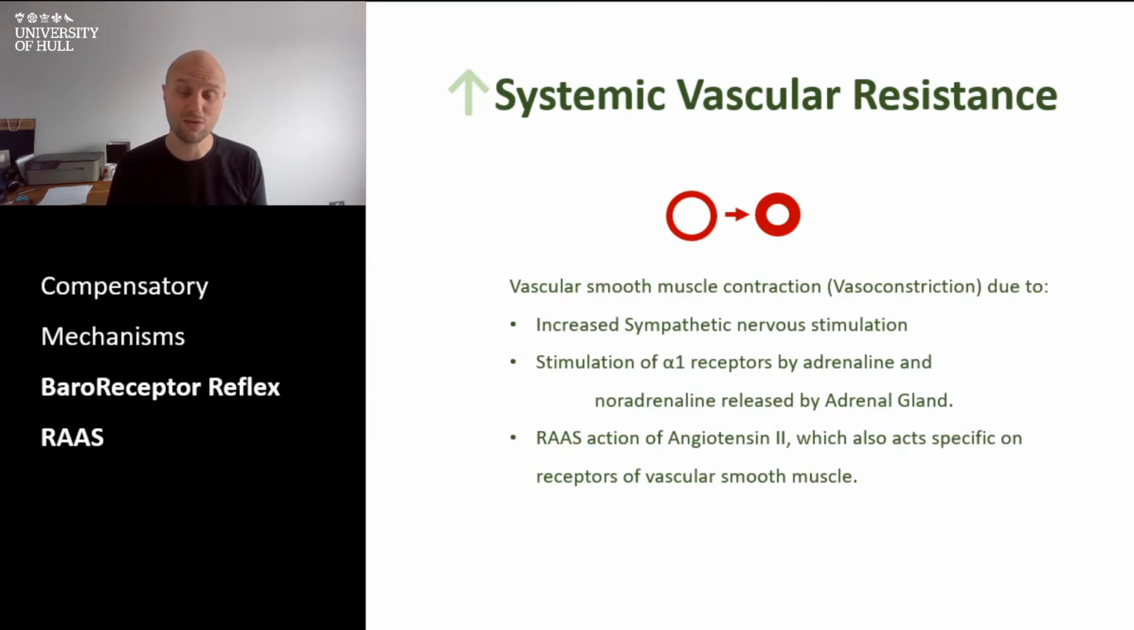And there are a number of mechanisms that the baroreceptor reflex and renin-angiotensin-aldosterone system use to do this. So there is sympathetic nervous stimulation of the vessels themselves by nerves which are plugged into the vessels, if you like. There is circulating adrenaline and noradrenaline, which has been released from the adrenal gland, which act upon that smooth muscle to make it contract. And then there's another vasoconstrictor called angiotensin 2, which is released during the renin-angiotensin-aldosterone system, that also acts to constrict that vascular smooth muscle, and in doing so increase the blood pressure.